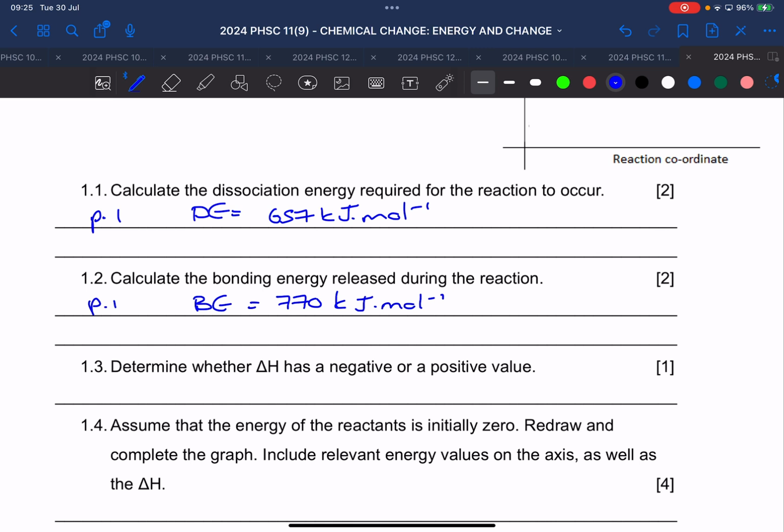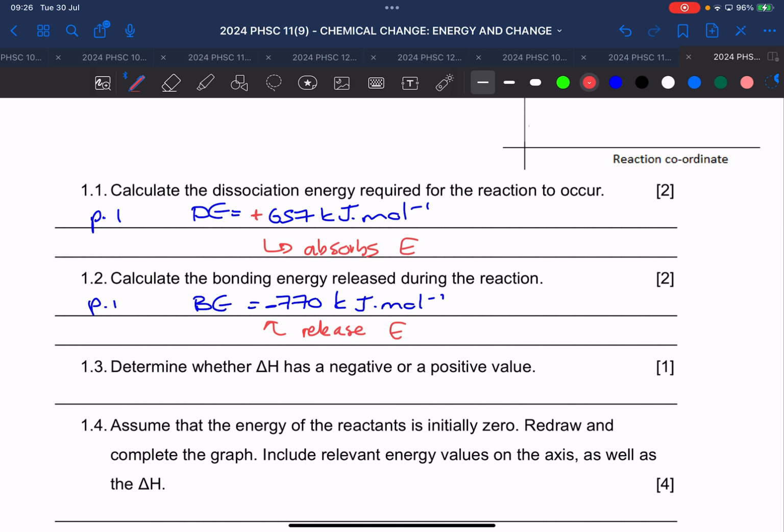Okay. Then it says, determine whether the heat of the reaction, the enthalpy, the delta H, has a negative or positive value. So to calculate that, this was negative, because it releases energy. That negative means that it releases energy. This positive means it absorbs energy.